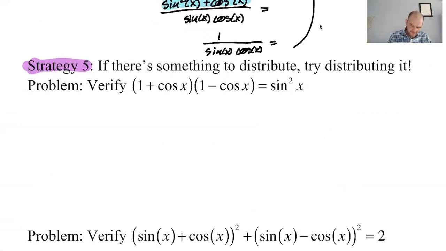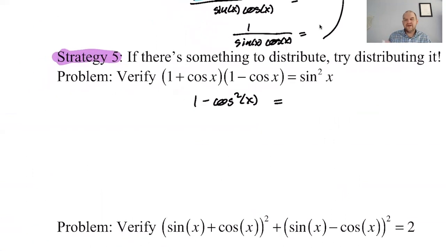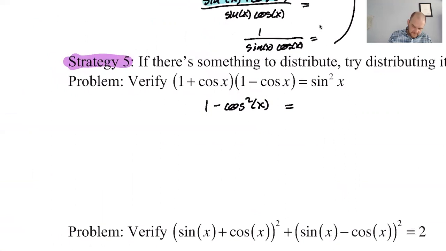But for now, we're going to verify it. So I'm going to multiply this out. So I get 1 minus cosine squared equals something. All right, so now what am I going to do? Well, there's 2 options. I know that sine squared plus cosine squared equals 1.